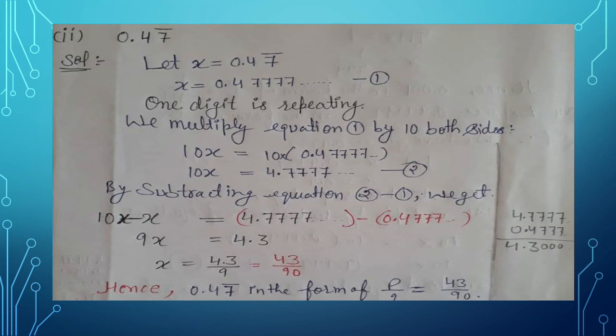Next step, 10x minus x is 9x. That means x is equal to 4.3 upon 9. If we remove this decimal, then we can write 43 upon 90. Hence 0.47 bar in the form of P upon Q is equal to 43 upon 90.